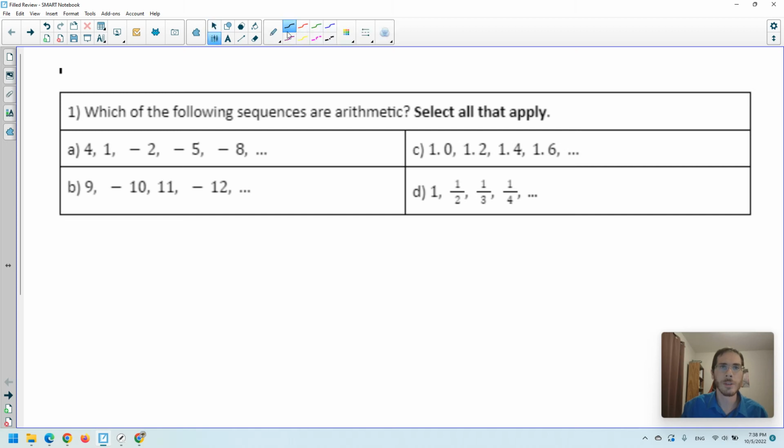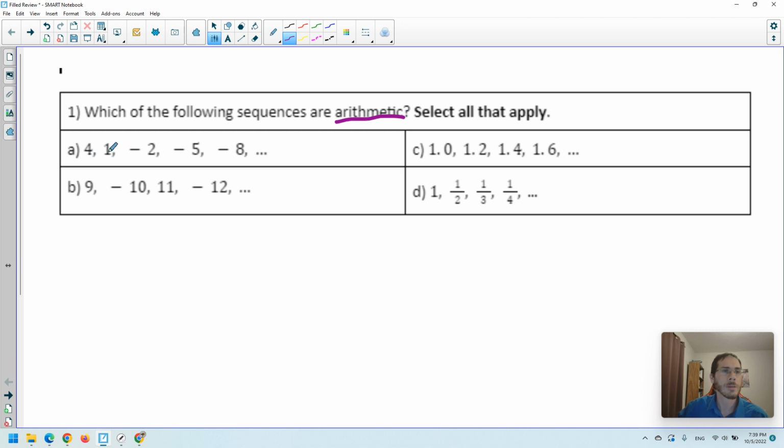All right, so this is the quiz for Unit 1. Question 1 says, which of the following sequences are arithmetic? We have to select all that apply, so that means we do have to check every option. But remember, if we want to find things that are arithmetic, they need to have the same common difference. So what we're going to do is check the common difference.